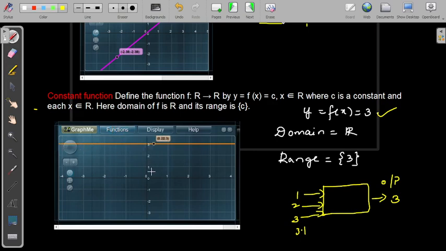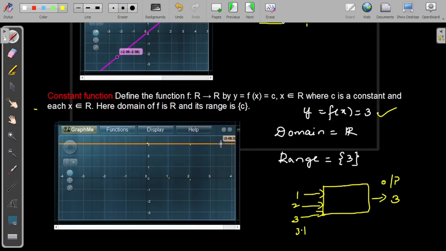Now, when you draw the graph of constant function, for example, y equal to f of x, which is equal to 3, if I consider. For 0, it is 3. For 1, y value is 3. Y value is on the y-axis, x value is on the x-axis. For 2, it is 3. For 4, again it is equal to 3. So in this way it continues.